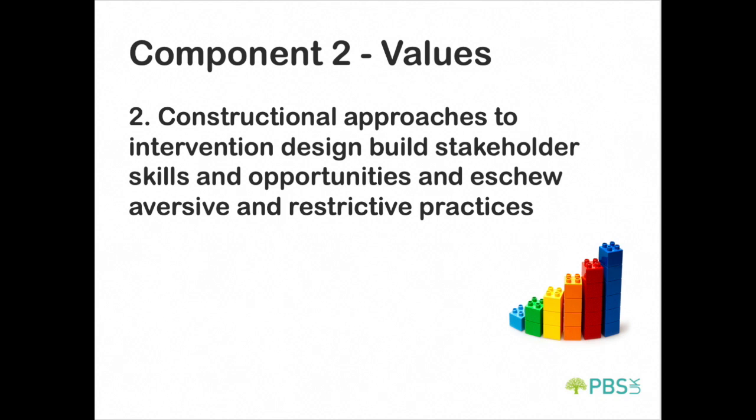The second component in values is that constructional approaches to intervention are used to build stakeholder skills and opportunities and eschew aversive and restrictive practices. It is behaviourally possible to just eliminate a behaviour. That is in theory something we could do. If somebody's self-injuring, yeah, for sure we could just get rid of that. But it doesn't ask the question, why are they self-injuring? What is the missing skill? If they're self-injuring because they're in pain, do they need the skill to say, I'm in pain, please help me? And that should always be the first question.